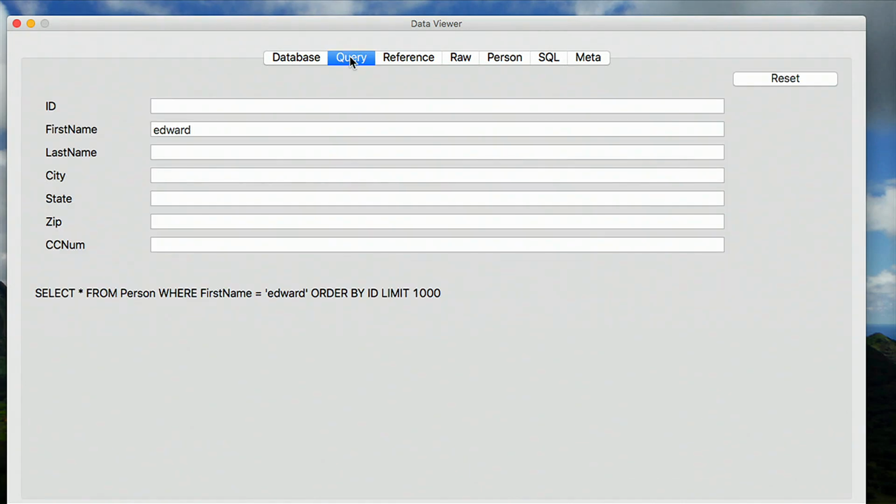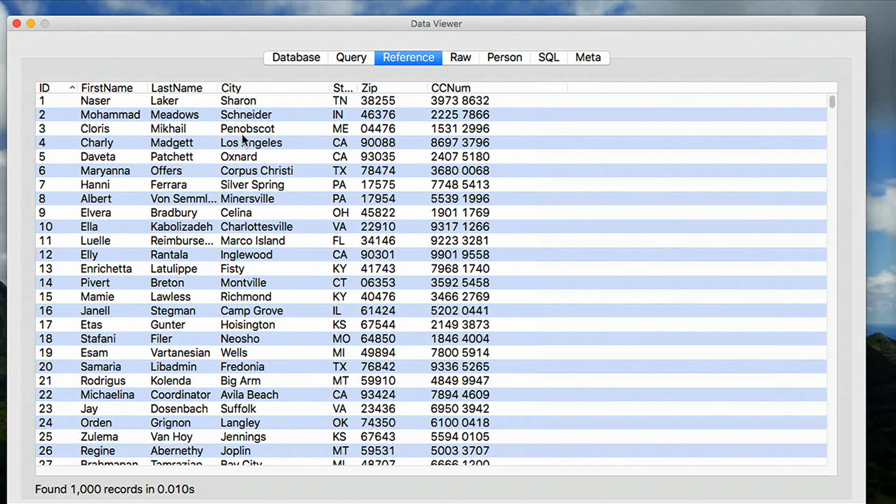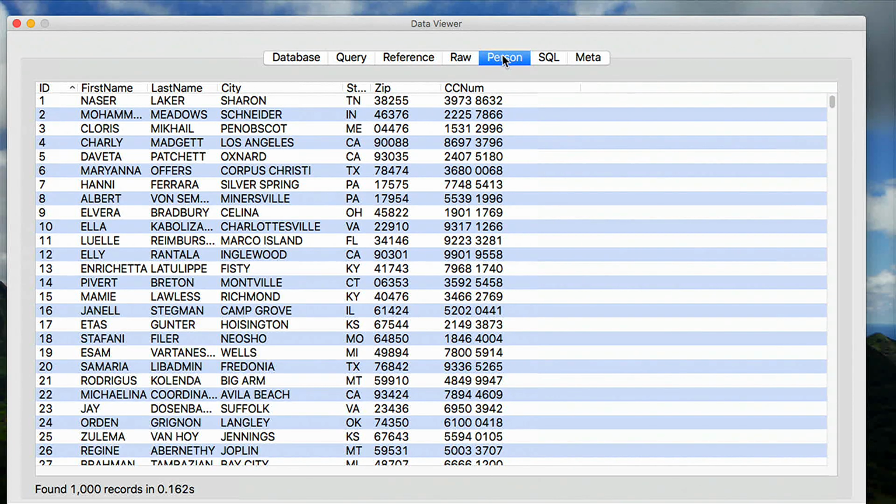So let me reset my query. So here is the person database. It's actually 100,000 records, of which for performance purposes, I'm only showing 1,000. When we look at the reference, this is the original raw unencrypted data that was ultimately encrypted into the person table. You'll notice the difference between the reference and the person tables.